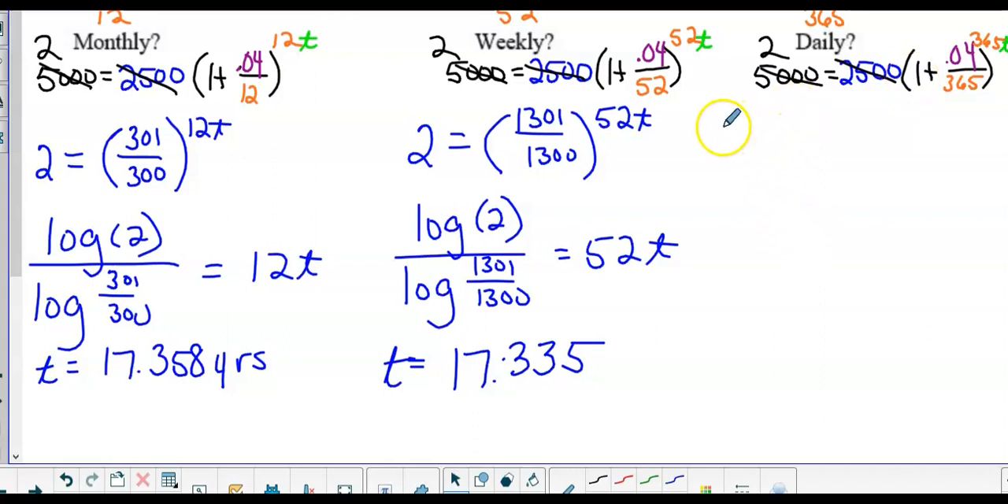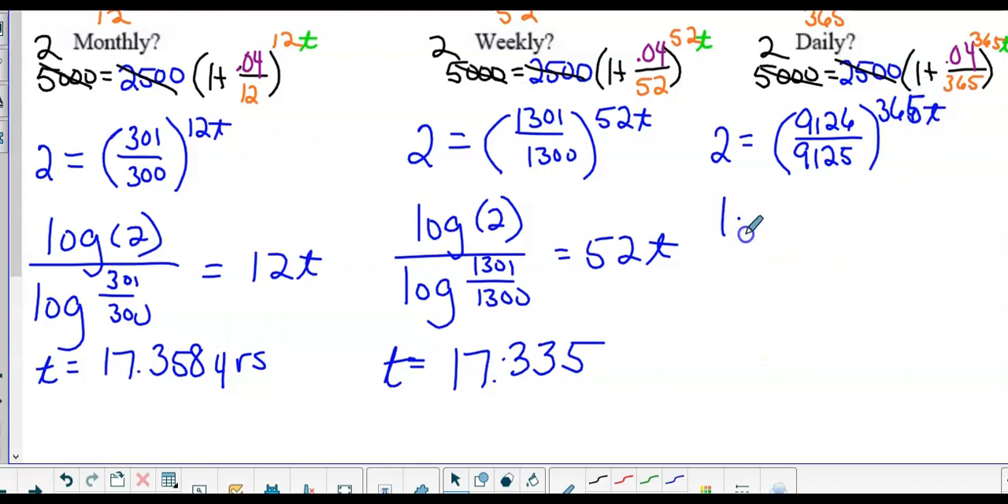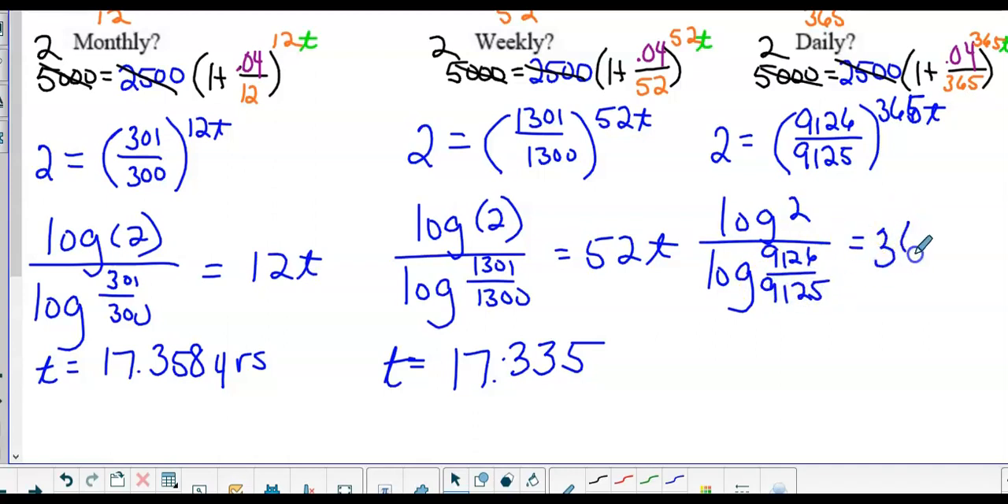All right, so if you paused your video, you got 2 equals, and then in parentheses, it would be 9,126 over 9,125. And that's to the 365t. So log 2 over log of this. Okay, pause and see what you get. Remember to divide by 365. Okay, so you should have gotten 0.330 years.